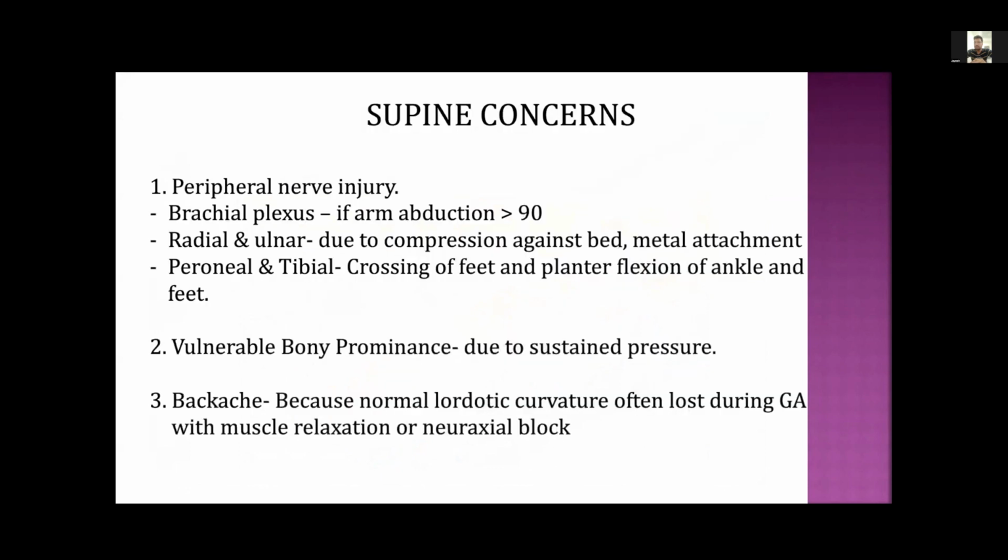Various concerns during supine positions are mainly peripheral nerve injuries, mainly of the brachial plexus. If arm abduction is more than 90 degrees, it may cause stretch on the brachial plexus. Radial and ulnar nerve compression can occur against the bed or a metal attachment. In the lower limb, the peroneal and tibial nerves can be damaged due to crossing of the feet and plantar flexion of the ankle and feet. There are also vulnerable bony prominences due to sustained pressure. Backache can occur because the normal lordotic curve is often lost during GA with muscle relaxation or neuraxial blockade.